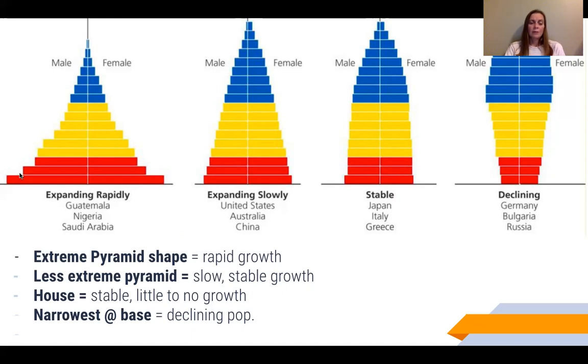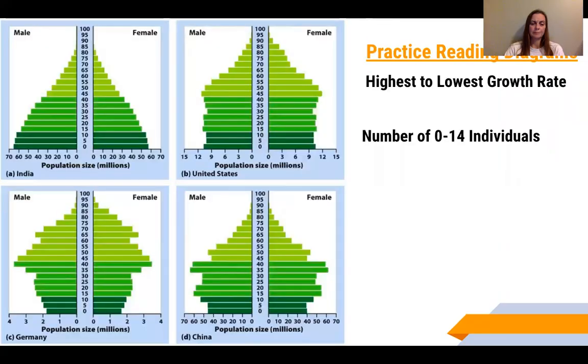So we should be able to recognize these pyramids, but we should not only be able to recognize them, we should be able to explain why they indicate the type of growth that they indicate. Okay, so let's practice reading some of these diagrams.